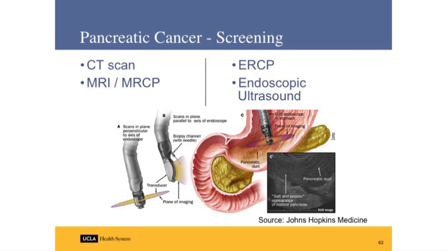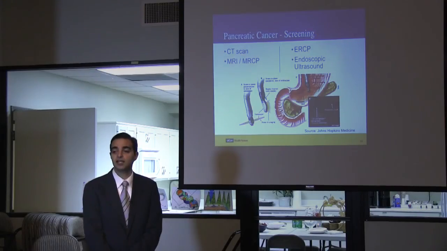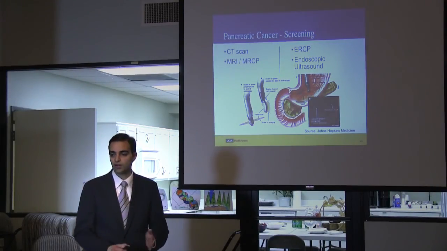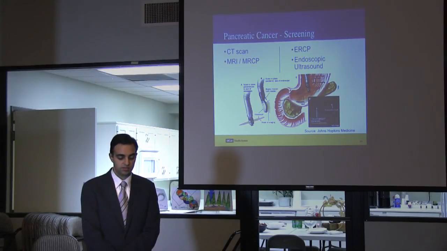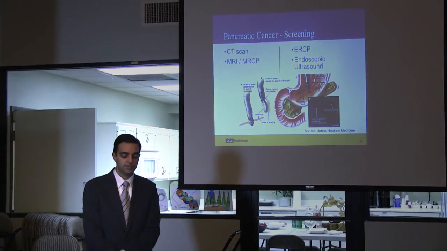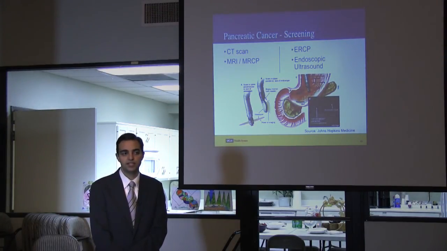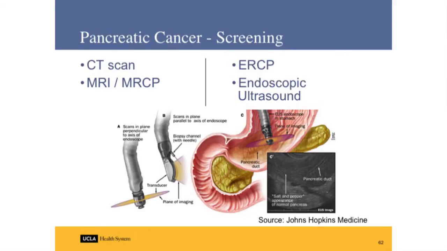So screening, there's no consensus on the appropriate test for screening, which test should be used, and also there's no consensus on the interval of screening, so how often should we screen these individuals. But oftentimes physicians choose about 6-month intervals for screening individuals who are at high risk, and the different tests that can be used for screening are CT scan, MRI, ERCP, or endoscopic ultrasound.